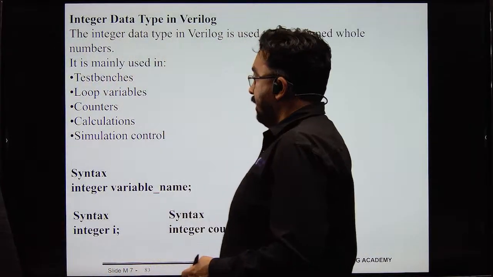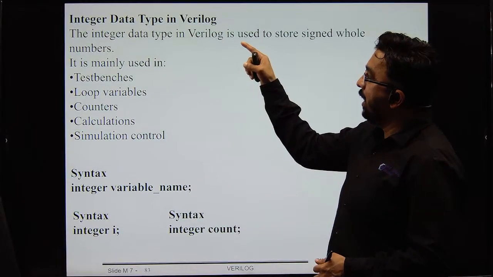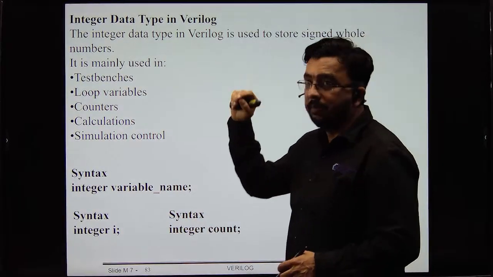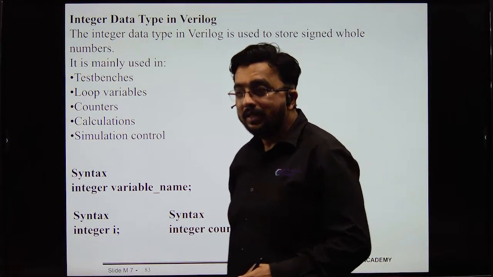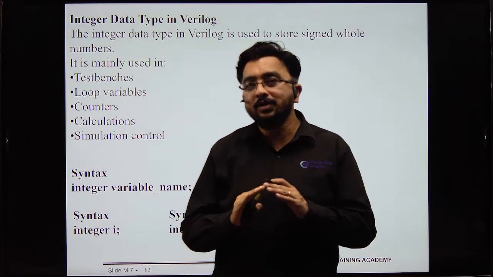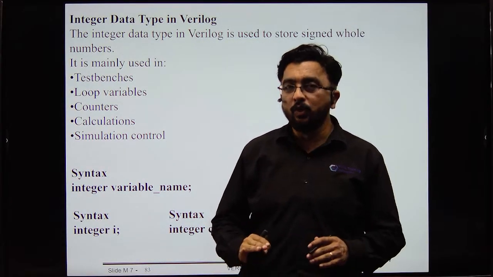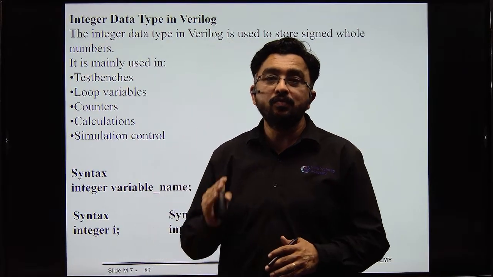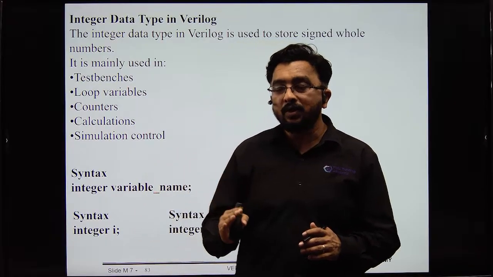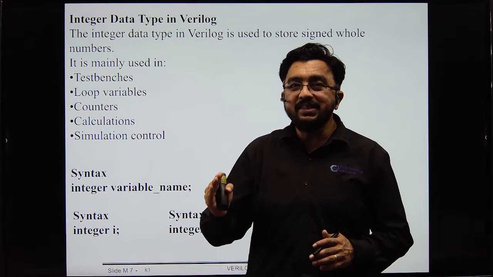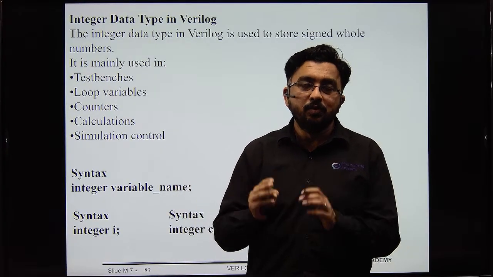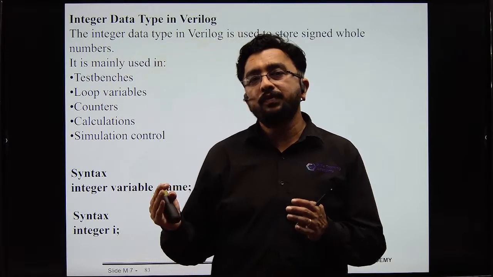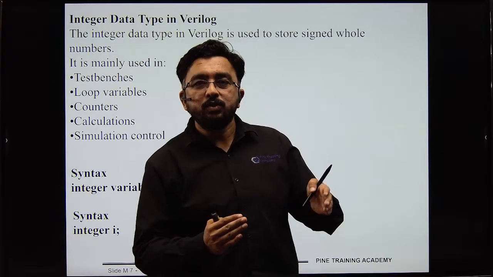Again, as I mentioned, integer is a data type in Verilog used to store signed whole numbers. Whole numbers means something which is not a fraction, not a decimal. What is a whole number? 1, 2, 3, 4, 5, 6, which is not like 1.23 or 1 by 2. So 1 by 2 is not a whole number, and 3.678 is not a whole number. So basically the integer stores values like 1, 2, 3, 4, 5, 6, 7, or minus 1, minus 2, minus 3, minus 4.